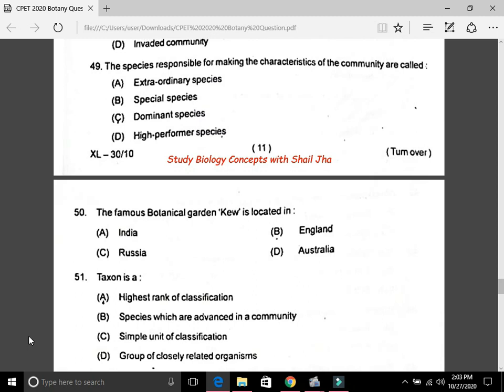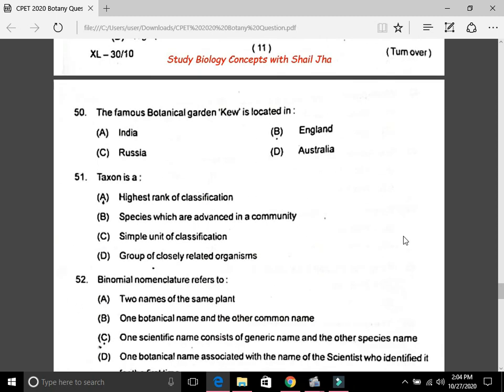I am very much confused with the answer of this question. I don't know. I have tried a lot to search for the answer. Let's skip this one. Question number 50.